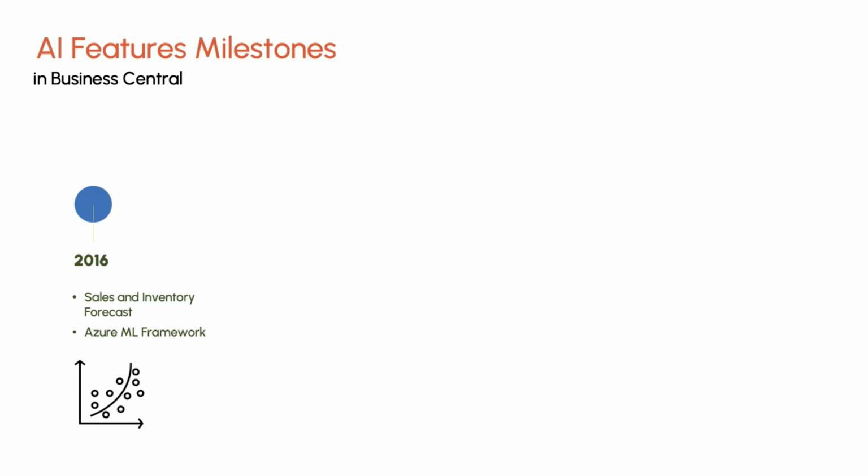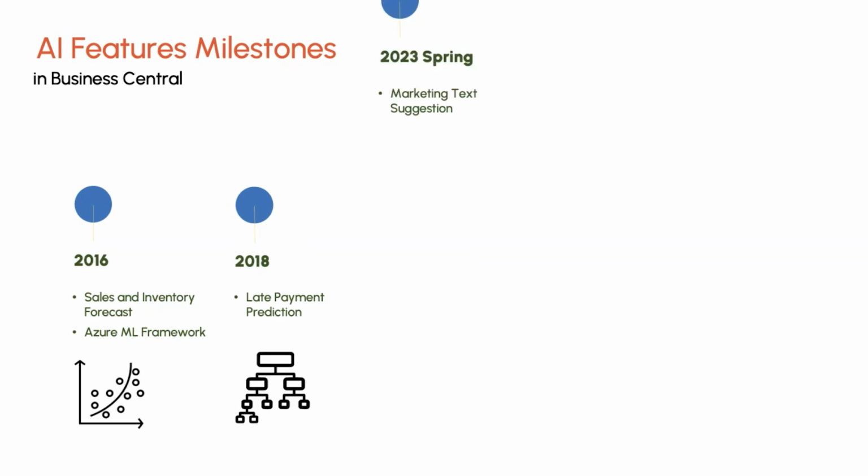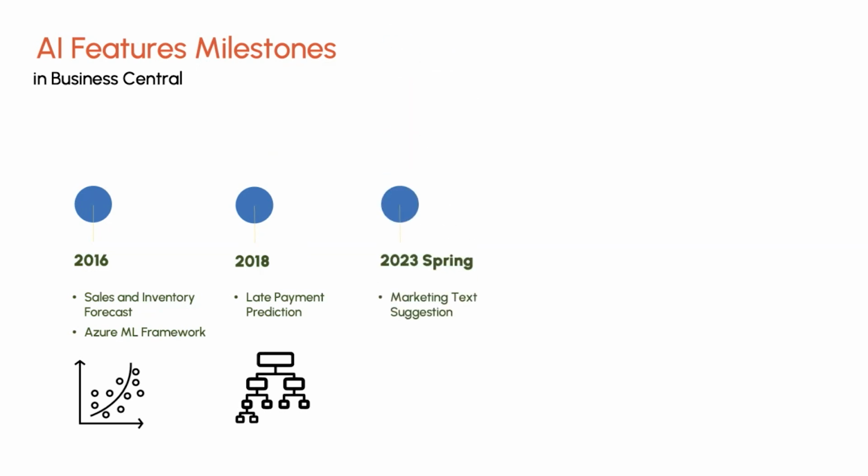So the first feature that appeared in Business Central is called sales and inventory forecast. And it was based on machine learning. And then it was late payment prediction. And it was based on classification models. And then there was a 5 year break. And then in 2023, the previous year, the large language models appeared. And we got the marketing text suggestion.